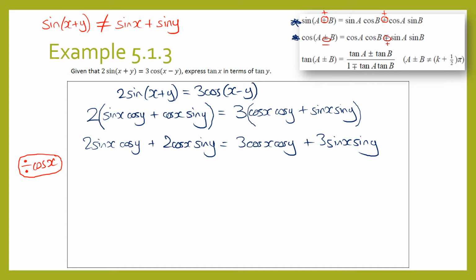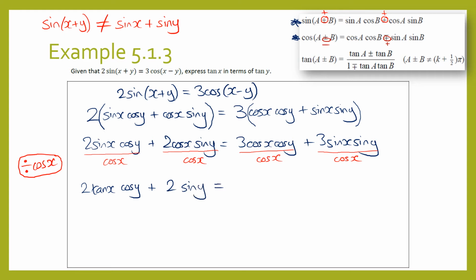So here's the first term. Sin x divided by cos x is always tan x. So this first term becomes 2 tan x cos y. Now again, pause the video and have a go at simplifying the second term. Right, I hope you got 2 sin y. Cos x divided by cos x is 1. So that's just 2 sin y. Hopefully you're getting the idea now. Pause the video and try and finish off the right hand side.